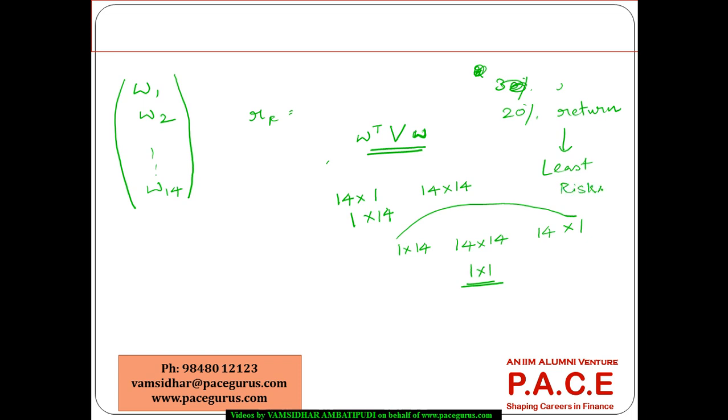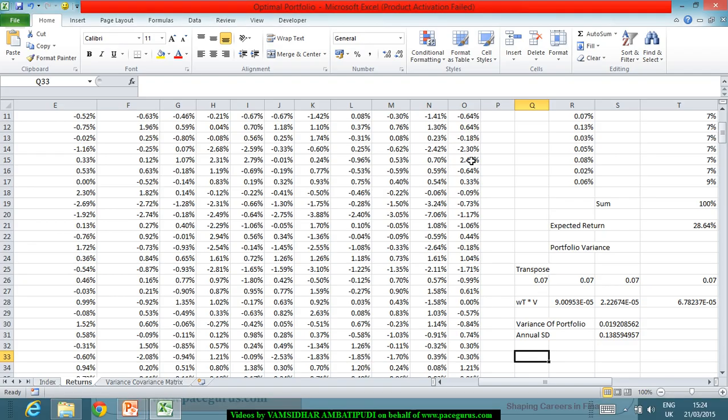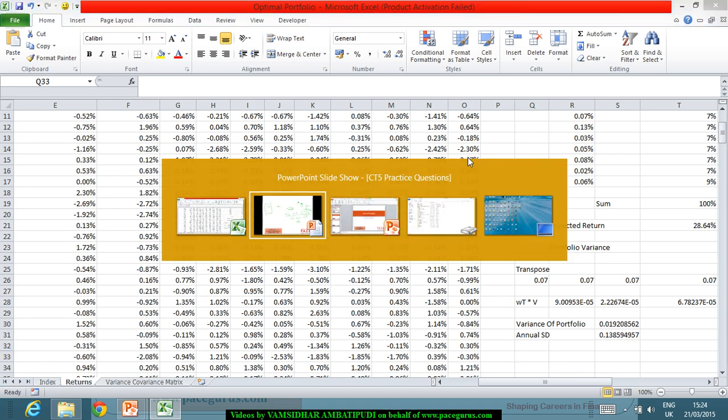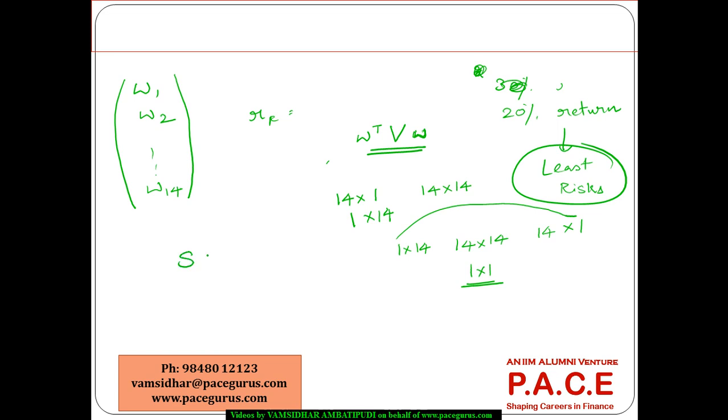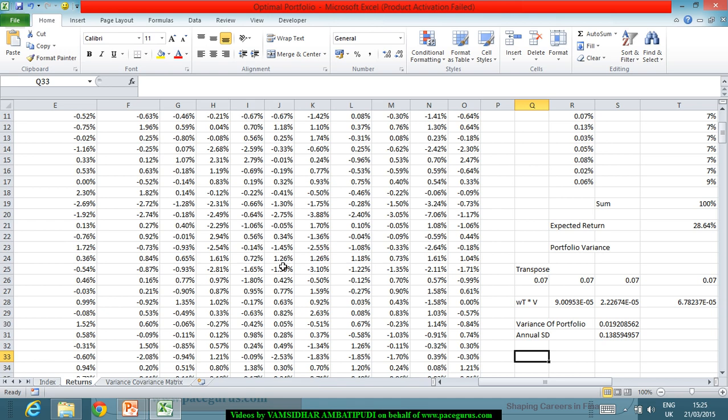I want to generate a 20% return with the least possible risk. This is where I'll use the Excel tool Solver to solve this problem. I want the minimum variance or minimum standard deviation, but it should give me an expected return of 20%.